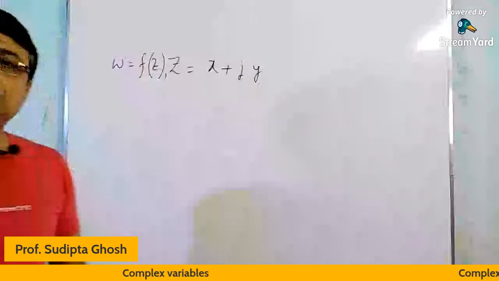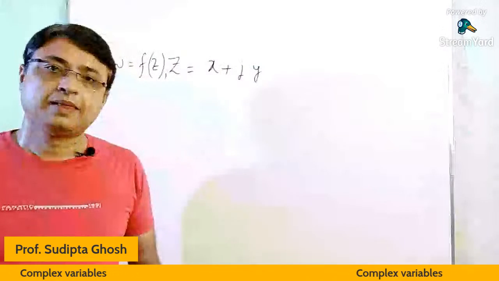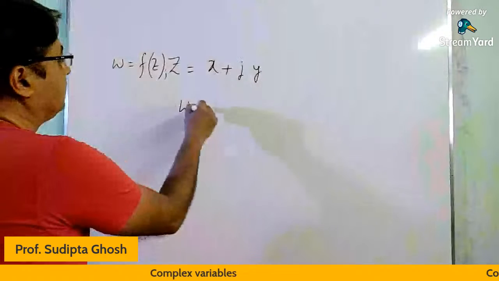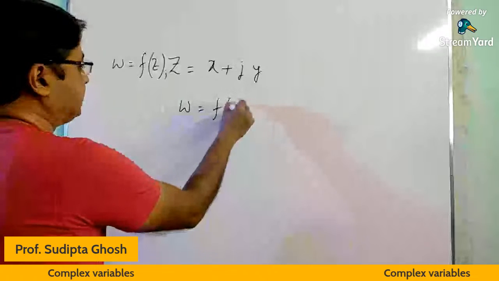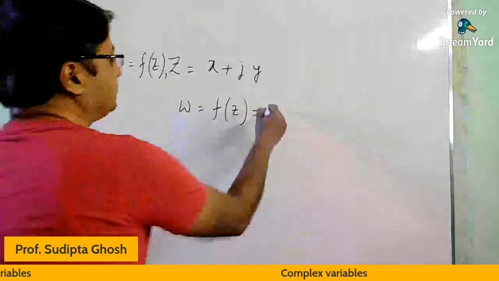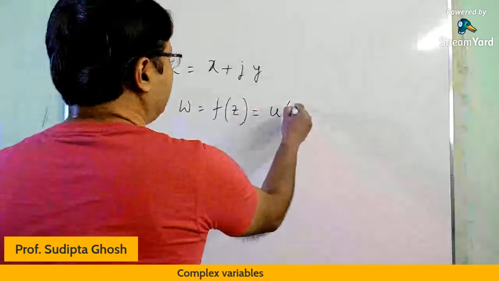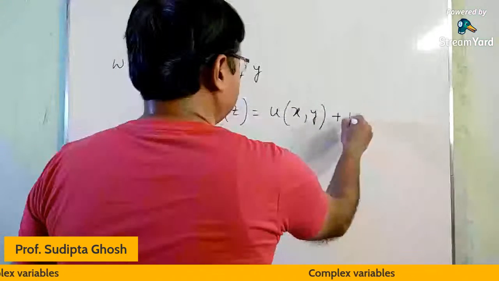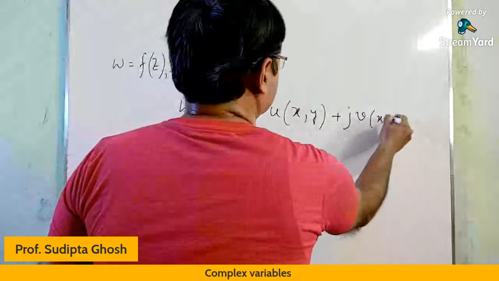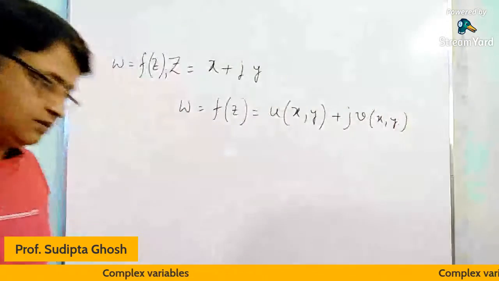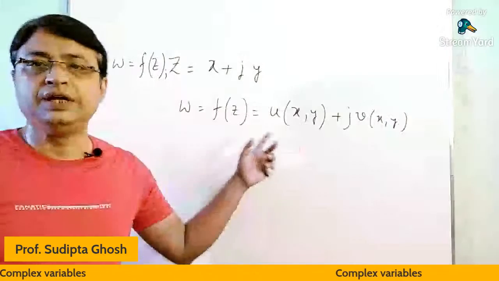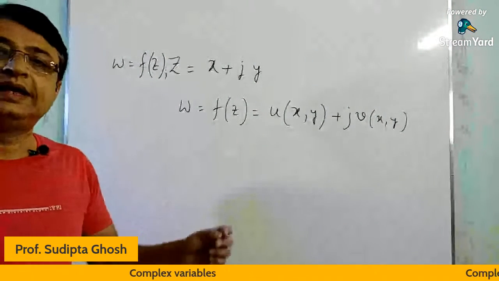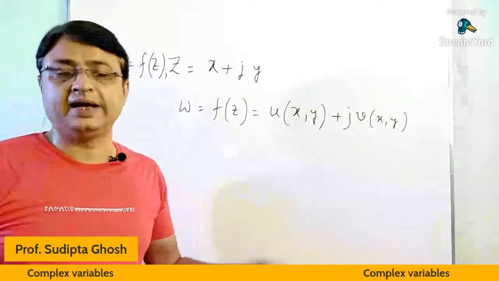So W is a complex quantity and it can be expressed as W as a function of z, which can be written as some u, which is a function of x, y, plus jv, and that is also a function of x, y. Here both u and v are real functions and their variables are x and y.